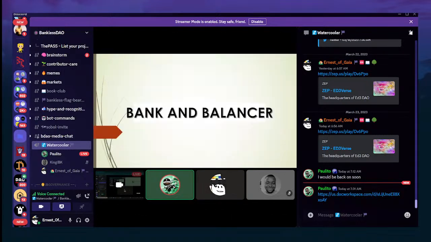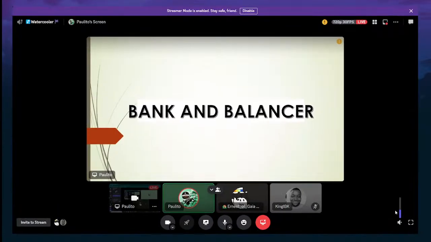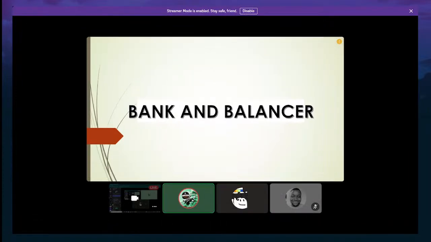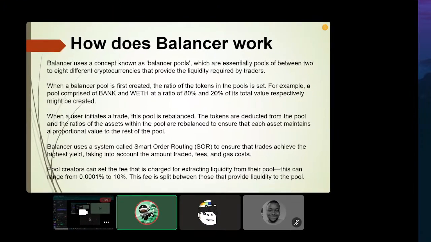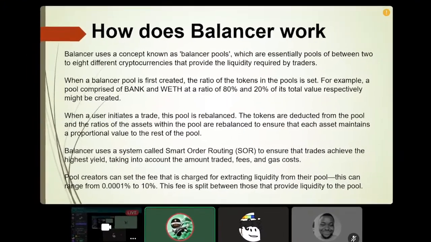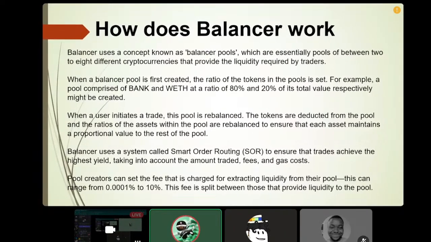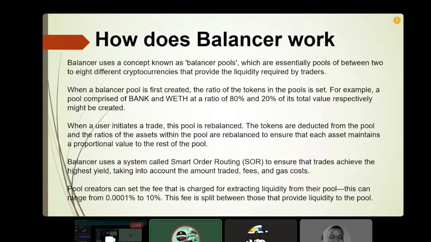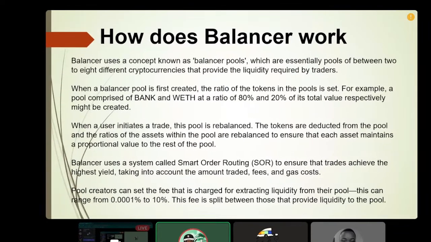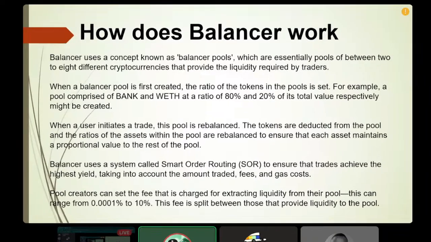Okay. So today we're going to be talking about bank on balancer. Balancer is a DeFi protocol. Balancer uses a concept which is known as balancer pools, and these pools are essentially pools between 2 to 8 different cryptocurrencies, and they provide the liquidity required by traders.